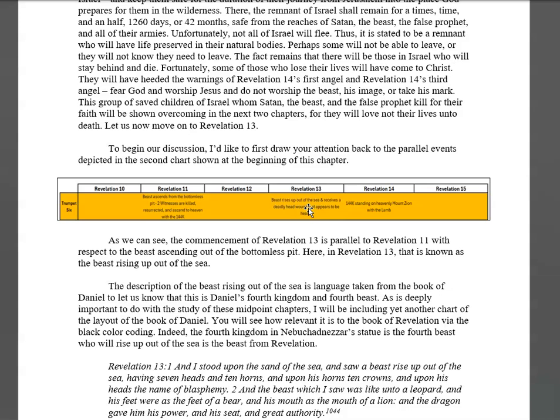So we know chapter 13 is amidst the midpoint, but what may fly under the radar is that the beginning of Revelation 13 is actually the ending of trumpet 6 to correspond directly to Revelation 11:7's beast rising up out of the bottomless pit, ascending out of the bottomless pit. That is the same as rising up out of the sea.